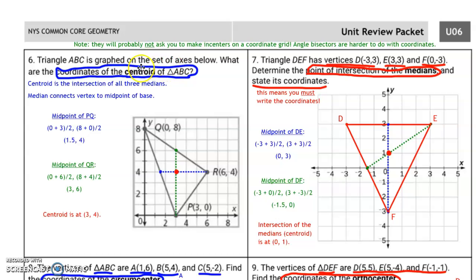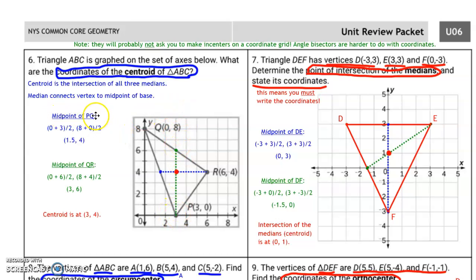If it's looking for a centroid, that means we're looking for the intersection of all three medians, and medians are what happens when you connect a vertex to the midpoint of a base. I already know all these vertices, they're given to me. All I need to do is connect the vertex to the midpoint of the base that's opposite. So for example, I'm going to connect R to this midpoint, I'm going to connect P to this midpoint. So let's find these midpoints.